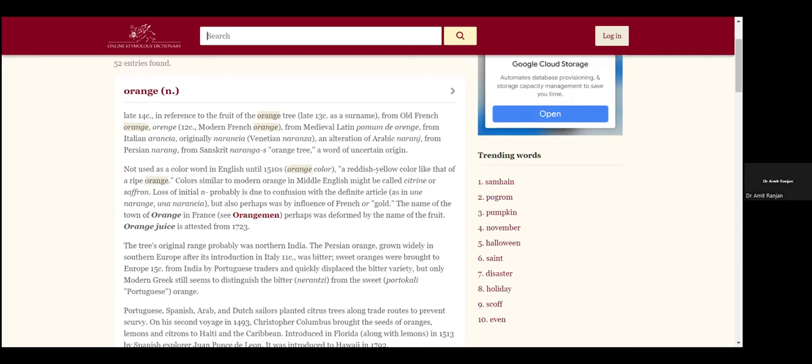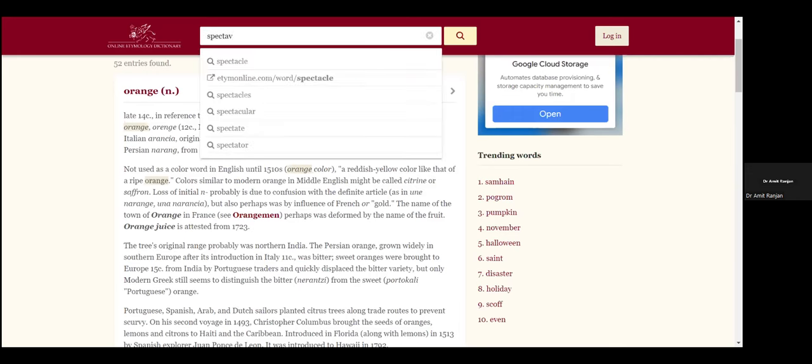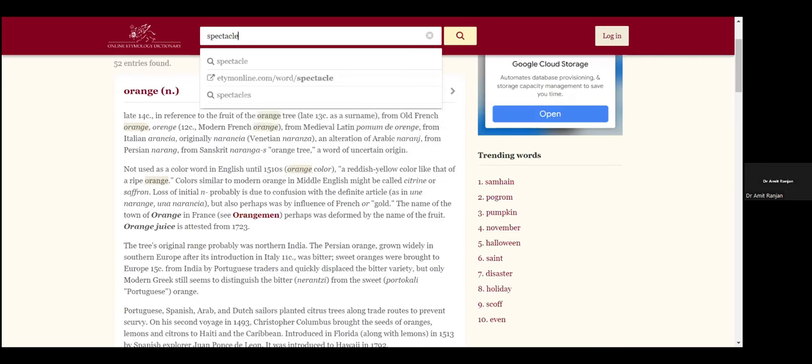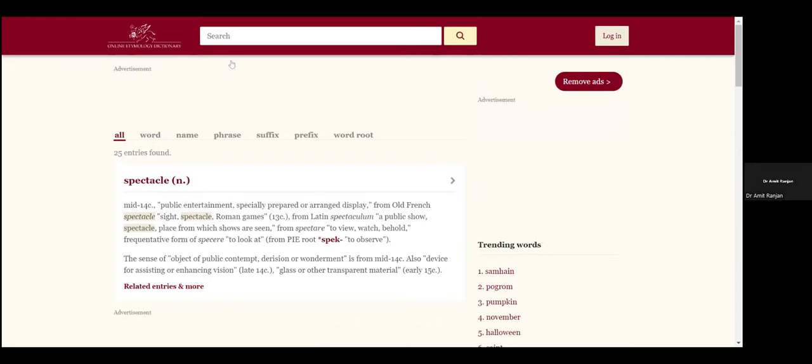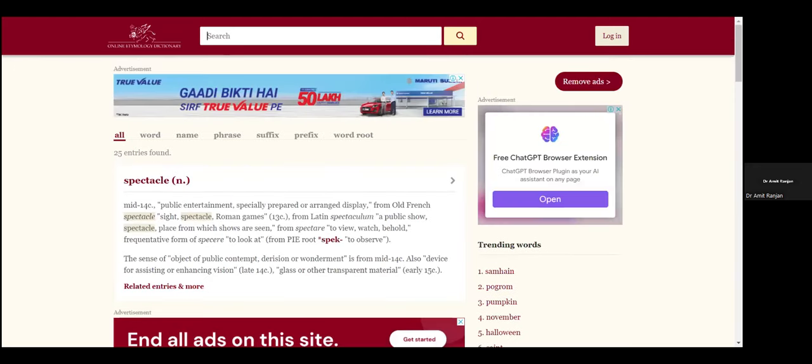So Etymonline is a very useful website to understand words that you wonder why they are the way they are, but you cannot figure out why they are that way. And it gives you deep insights into, for example, a word like spectacle, which means multiple things. It means aankho ka chashma, right? It means a sight, a tremendous sight to behold.